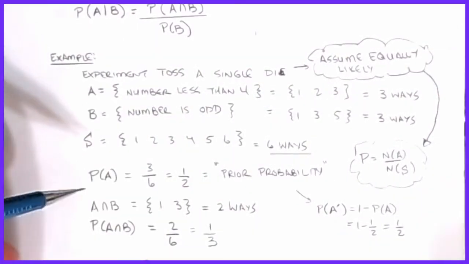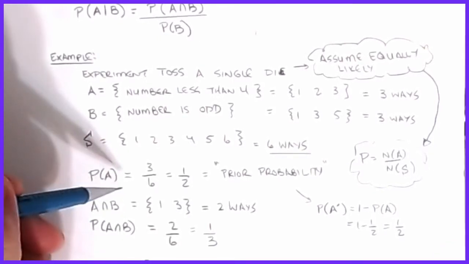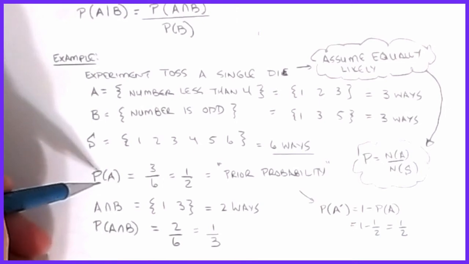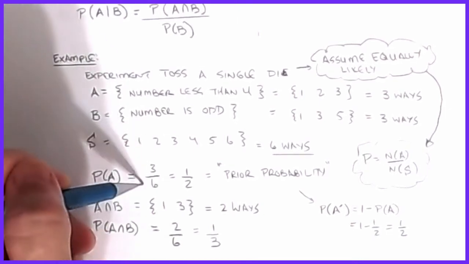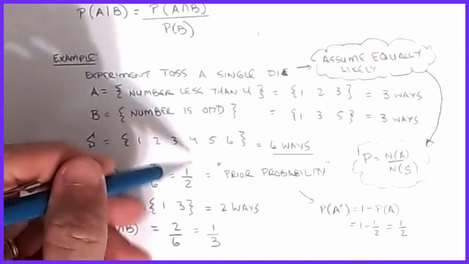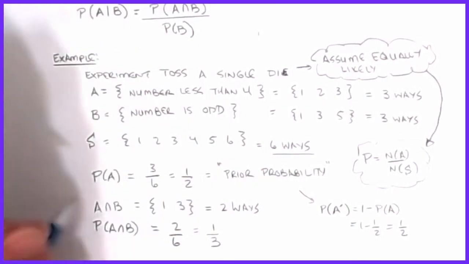With that at our disposal, we can use the rules of the previous couple of examples to calculate the probabilities of A, the probability of both A and B, the probability of B, and so on. So as you might expect, the probability of A is just 3 divided by 6. It's the number of ways of A divided by the number of ways of S. If I simplify the math, I get 1 over 2. This is what we call a prior probability.